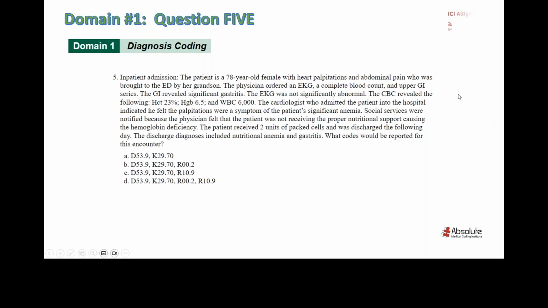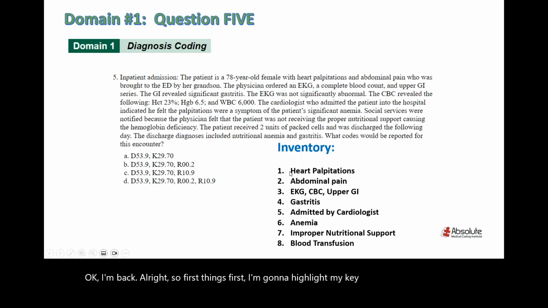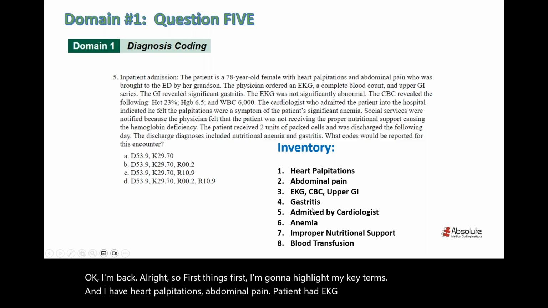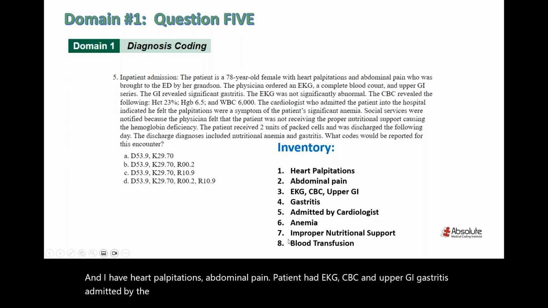Okay, I'm back. All right, so first things first, I'm going to highlight my key terms. And I have heart palpitations, abdominal pain. Patient had EKG, CBC, and upper GI. Gastritis, admitted by the cardiologist, anemia, improper nutritional support, and blood transfusion.